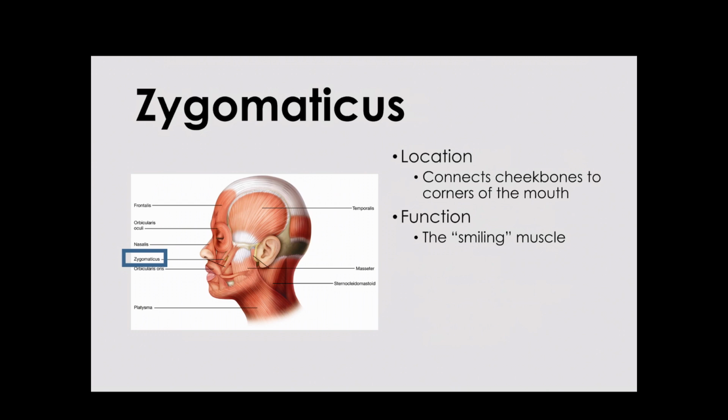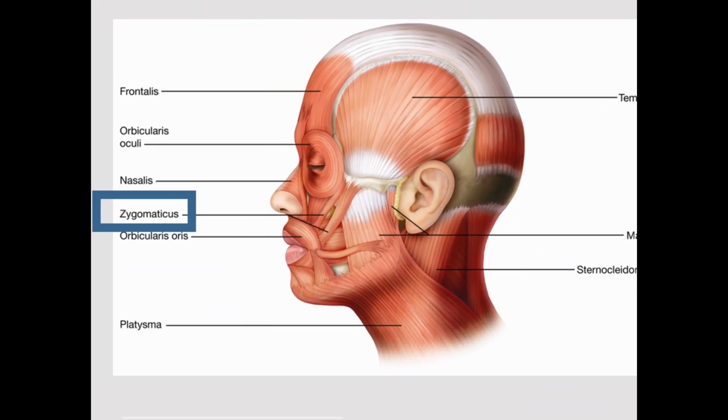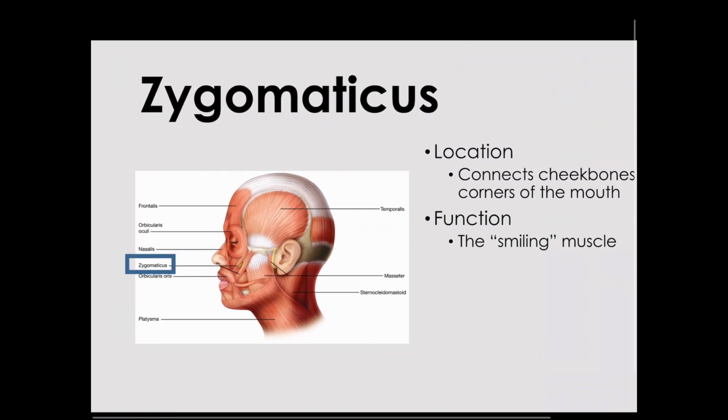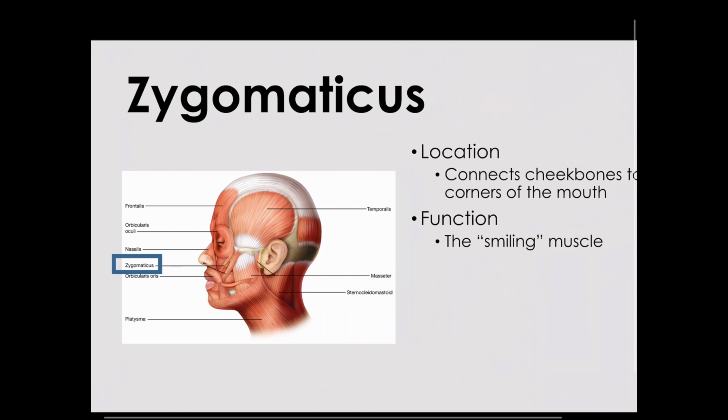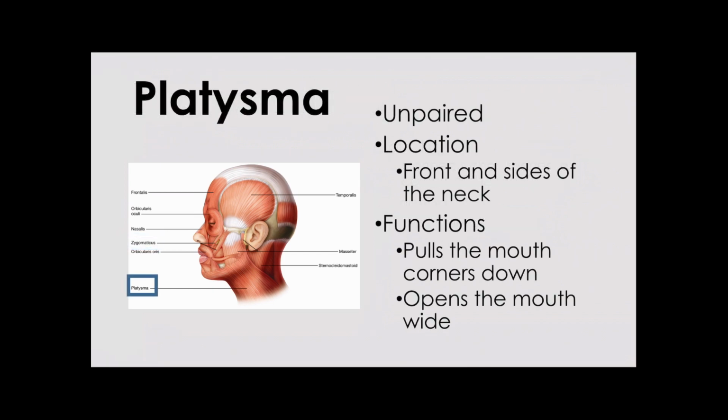Your zygomaticus, remember we talked about your zygomatic bone. So your zygomaticus is going to be located right where your zygomatic bone is, which is on your cheeks, your cheekbones. It comes down to the corner of your mouth, and this is called the smiling muscle. So you can see your zygomaticus. It's broken kind of into two. It comes into the corners of your mouth and allows it to pull on those muscles when you smile.